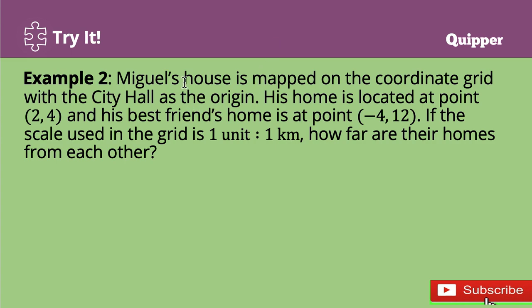Example number 2. Miguel's house is mapped on the coordinate grid with the city hall as the origin. His home is located at point 2, 4, and his best friend's home is at point negative 4, 12. If the scale used in the grid is 1 unit is to 1 kilometer, how far are their homes from each other?